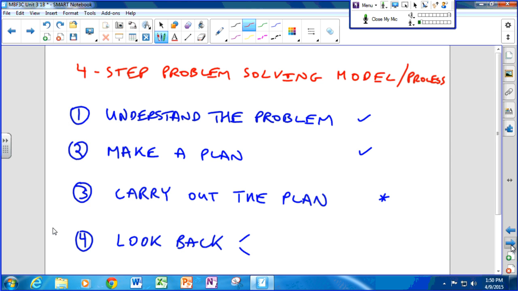Okay, 4-step problem-solving model. This is probably a good way to wrap up this particular unit and this particular review. I've been emphasizing this throughout the course. If you go on the internet and just type in 4-step problem-solving model, because I call it the model, that's the way they talk about it in the Ontario curriculum documents, but it's also called a process sometimes. So just search 4-step problem solving. You'll see everything you want to know. You can read about it.